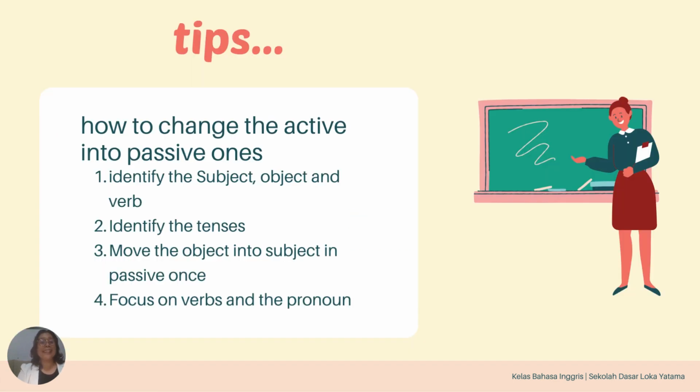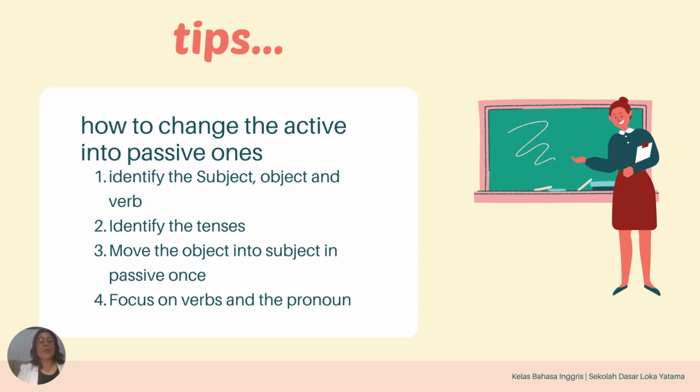Here are the tips on how to change the active into the passive one. First, what you need to know is to identify the subject, object, and the verb. Remember, you need to identify first the subject, the object, and the verb. Then don't forget to identify the tense because you need to decide whether you put was, were, is, am, are, or will be, or been, things like that.